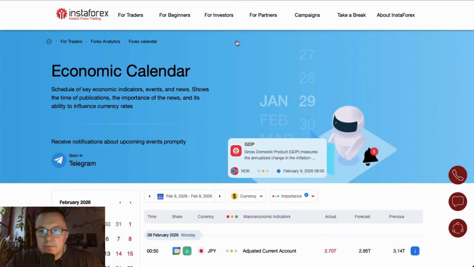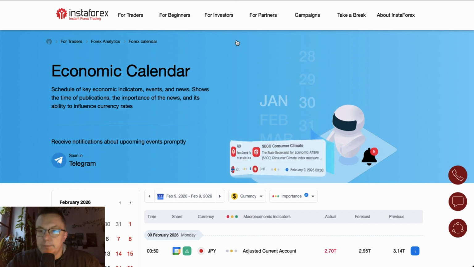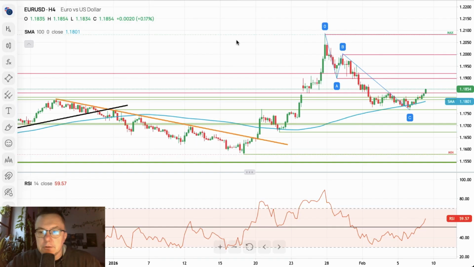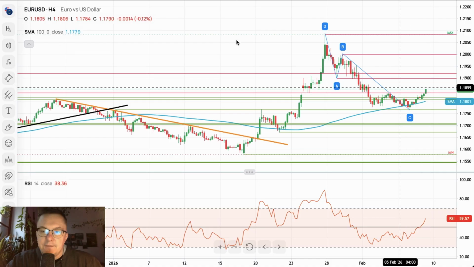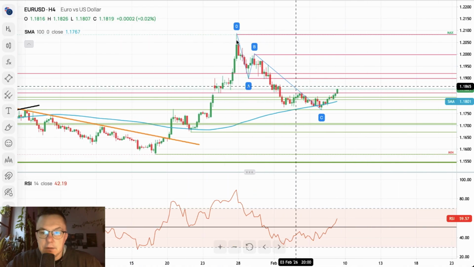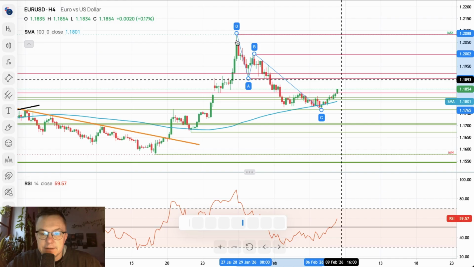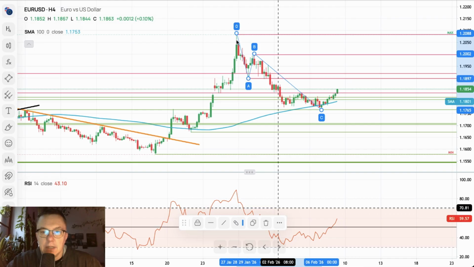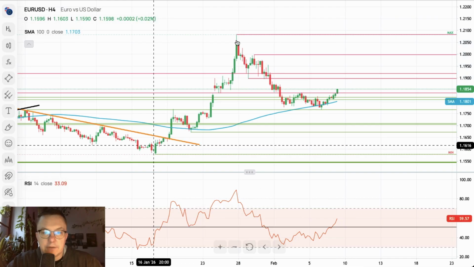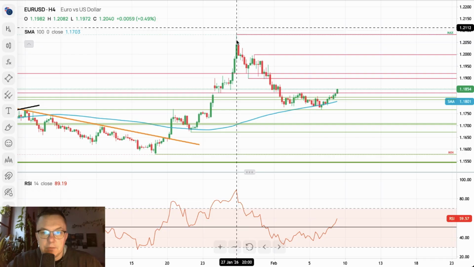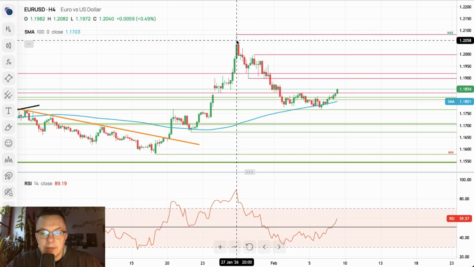So without any further ado, let's switch to the charts. We start with euro dollar. Euro dollar 4-hour time frame chart is showing us some kind of strength after the RSI broke above the level of 50 and the price broke above the technical resistance at 1.1838. So right now ABC to the downside looks completed. Maybe this is the first leg of the upside movement. So please remember that we got 5 waves to the upside here, completed at the level of 1.2082.